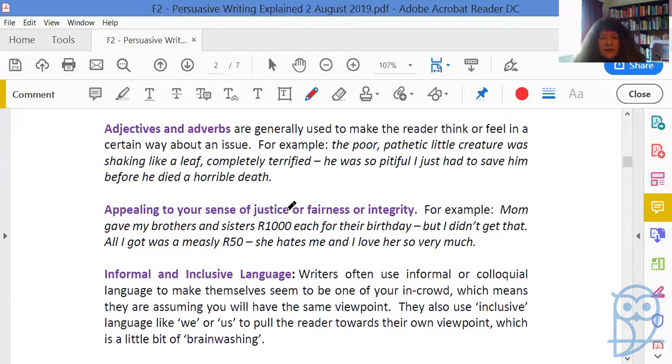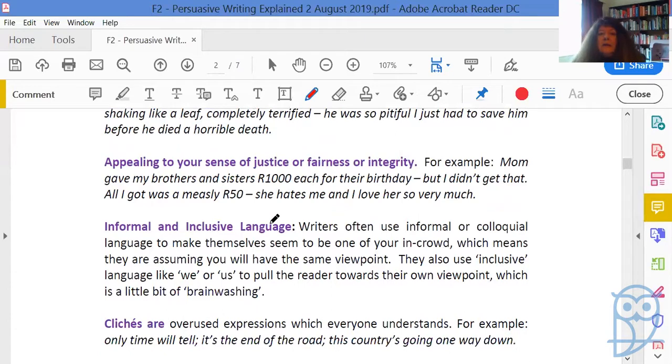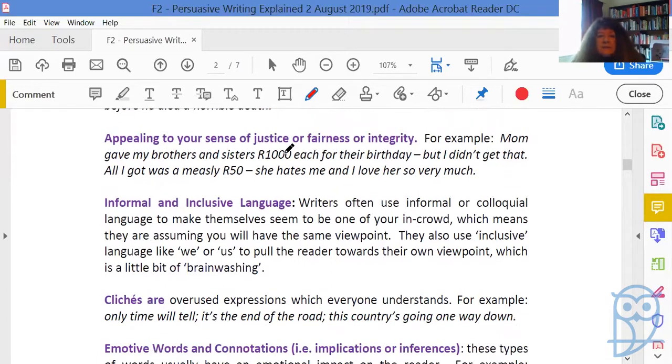Okay, so think of that. If you're writing something, maybe you need to appeal to someone's sense of justice. Again, as we've previously discussed, formal and informal language. Informal and inclusive language. Writers often use informal or colloquial language to make themselves seem to be one of your in-crowd, one of your friends, one of your pals. And they assume that you will have the same viewpoint because you're all in the same little group, you're all in the same little clique.